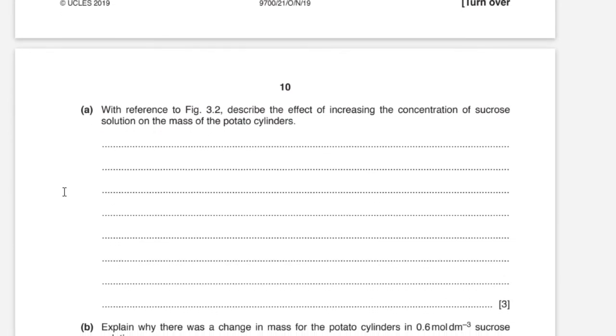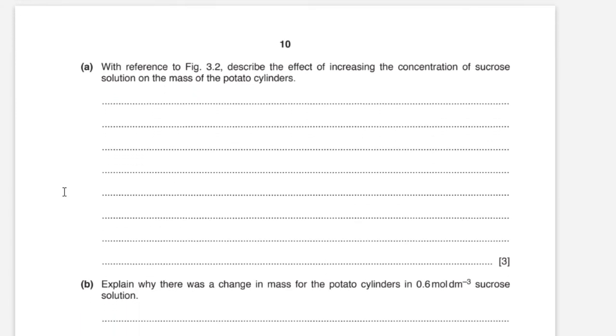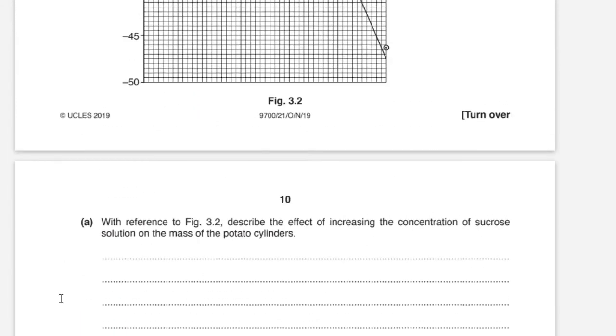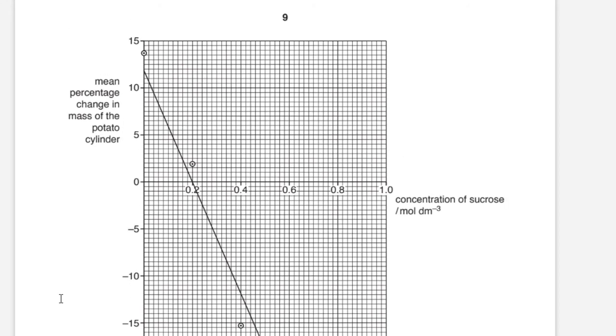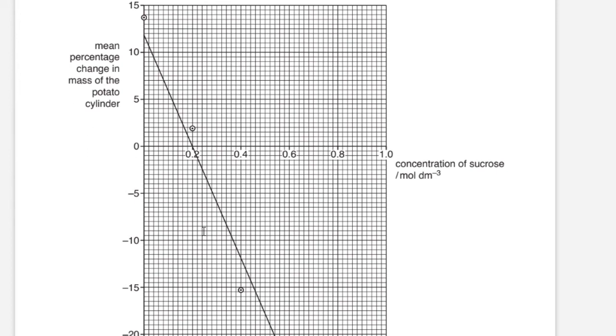A, with reference to figure 3.2, describe the effect of increasing the concentration of sucrose solution on the mass of potato cylinders. So as I mentioned earlier, you would describe how up to 0.2 the mass of potato increases, and then it decreases beyond 0.2. And at 0.2 mole per dm cube of sucrose concentration, there is no change in mass because the concentration of sucrose is equal to the concentration of the potato cylinders. So there is no concentration gradient, and so the water does not move.